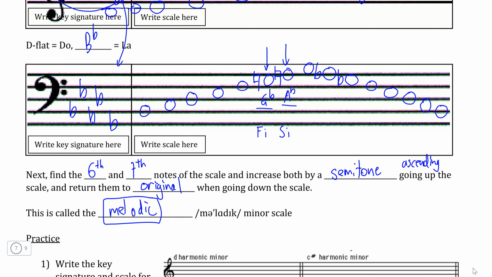But once again, in summary, find the natural form of the minor scale and write it going up and going down, ascending and descending. For the ascending form of the scale, find the 6th and the 7th notes of the scale and raise them both by a semitone, and then on the descending half of the scale, lower them back down to the way that they were originally in the natural variant of the scale.